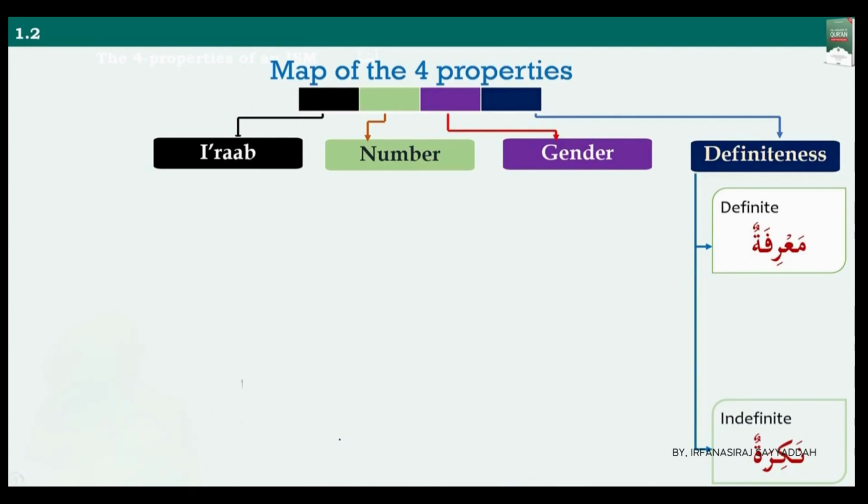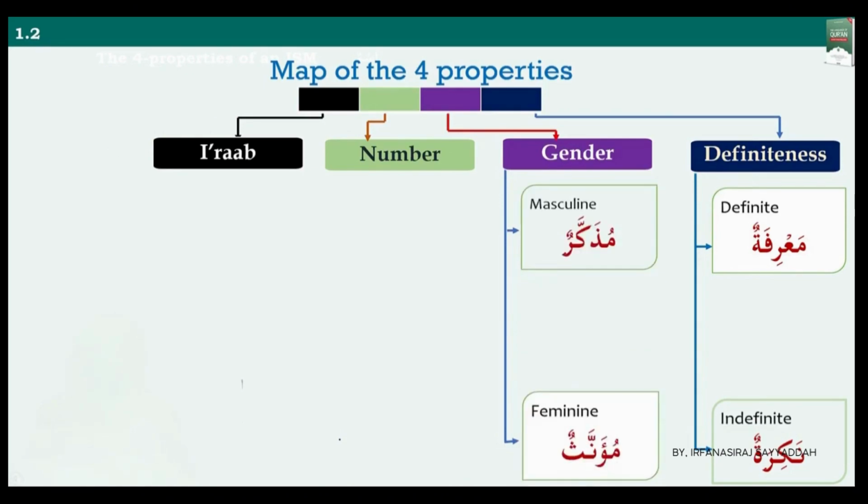As far as gender is concerned in Arabic, we only have 2 genders. Please note, there is no neutral gender in Arabic. So every ismun, every noun, will be treated either as masculine or feminine. Mudhakkarun or mu'annathun. Mudhakkarun or mu'annathun. That's it for every single ismun in Arabic.